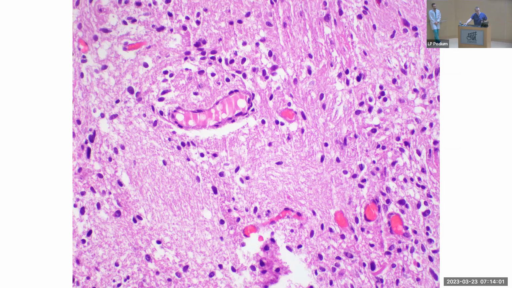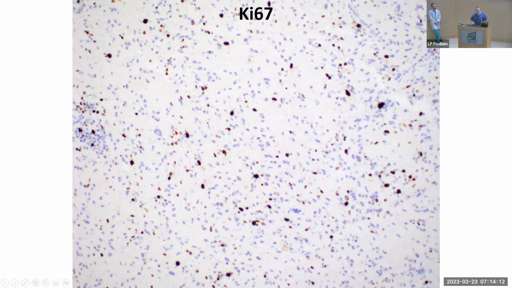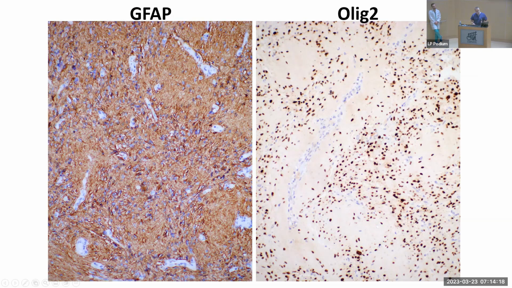And this is just to show you that there is the absence of necrosis and vascular proliferation. So we have a vessel here with a very thin wall. Ki-67 is a little bit high for an astrocytoma, maybe 4 or 5%. GFAP is diffusely positive. OLIG2, which is a pan-glial marker, is also positive. So we confirm that we are dealing indeed with a glioma, most likely an astrocytoma.